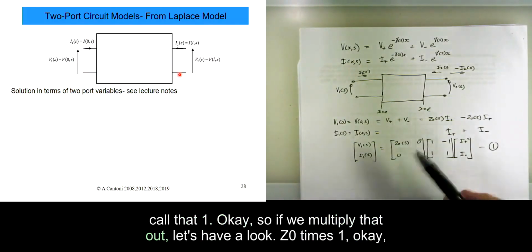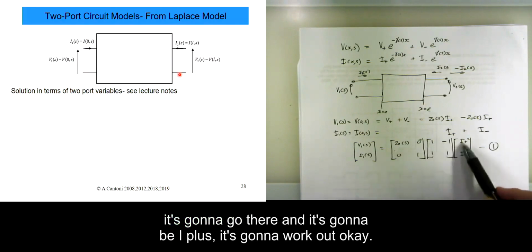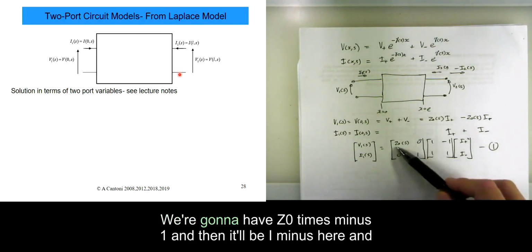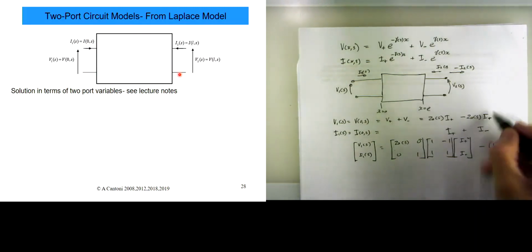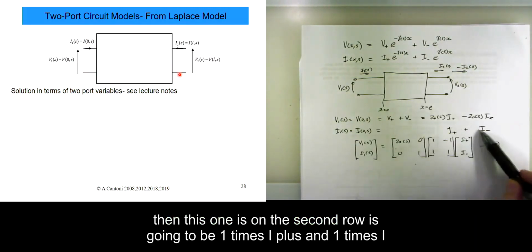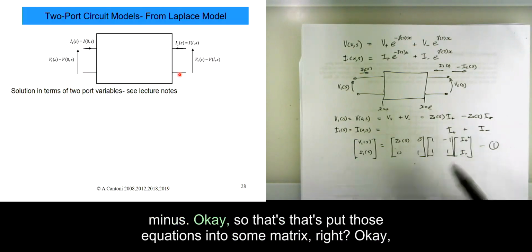Okay, so if we multiply that out, let's have a look. Z0 times 1, it's going to go there, and that's going to be I plus. And we're going to have Z0 times minus 1, and then it'll be I1, that's I minus here. And then on this second row, it's going to be 1 times I plus and 1 times I minus. Okay, so that puts those equations into a matrix, right?